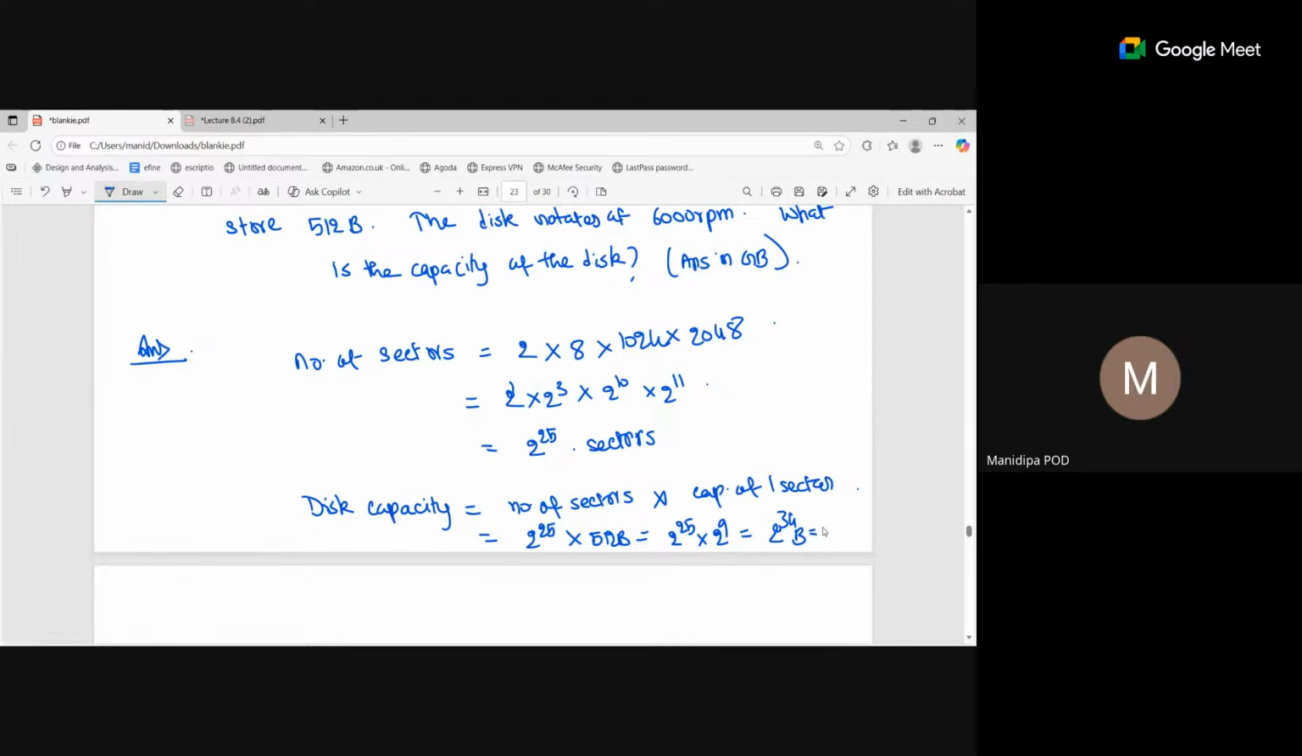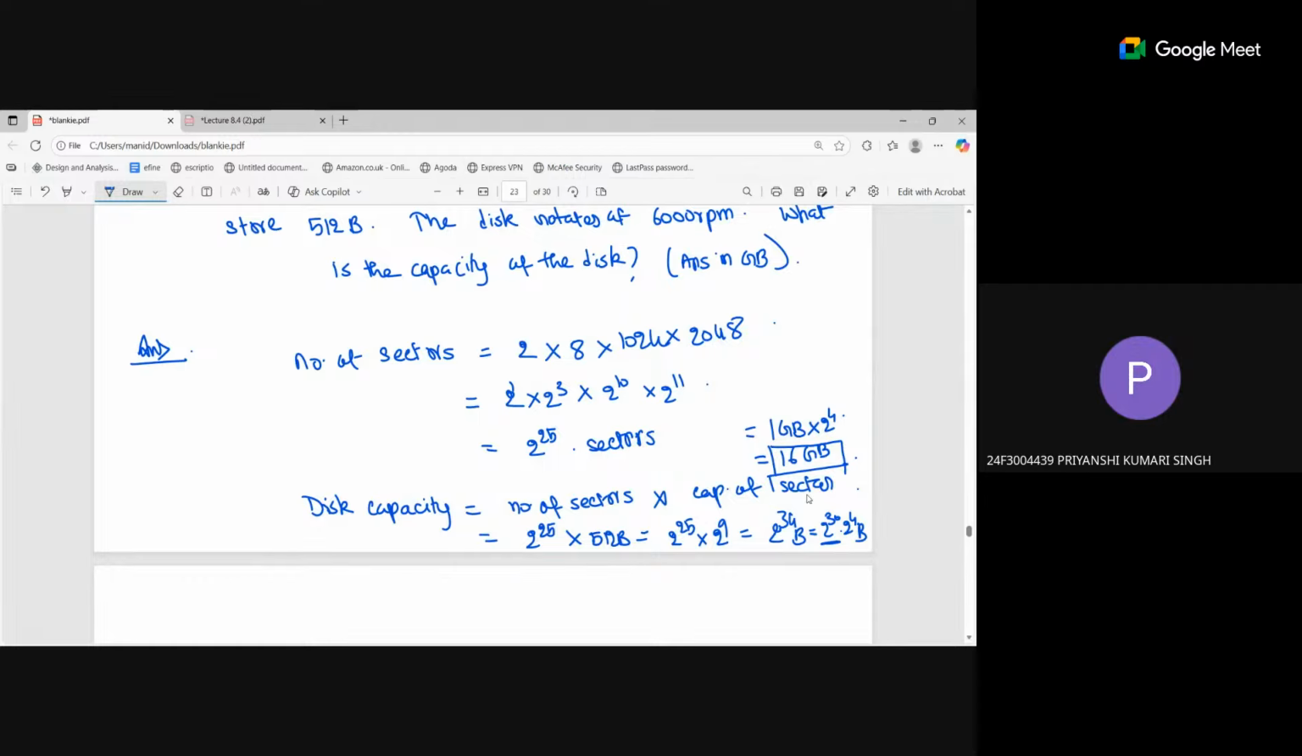How much is that in GB? 2 power 30 bytes means what in the conversion? 2 power 30 means 1 GB. So 2 power 30 bytes into 2 power 4. So 2 power 30 will convert to 1 GB, into 2 power 4, that is 16. So it is a total of 16 GB. This is the disk capacity.